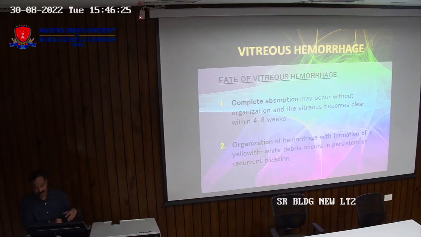Or the vitreous hemorrhage can get organized. When it gets organized, because of gravity, it goes down. When it goes down, the vision clears.